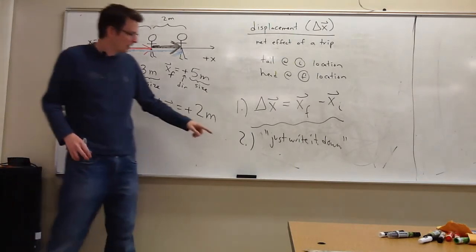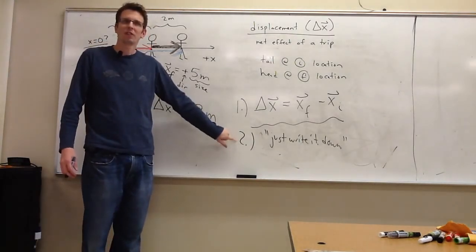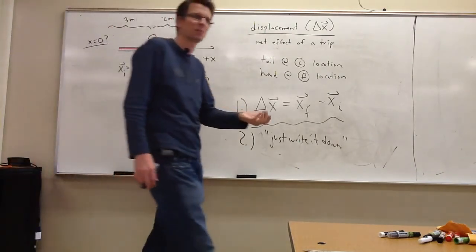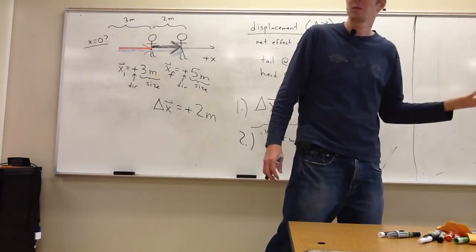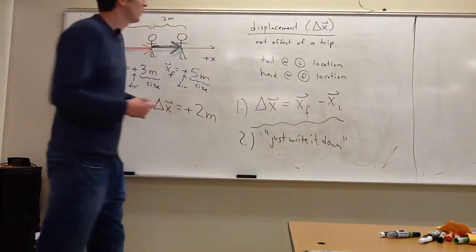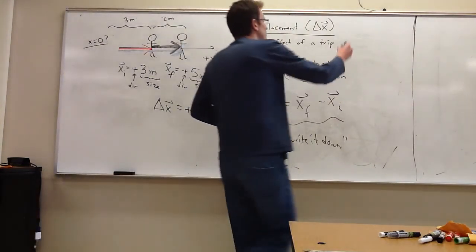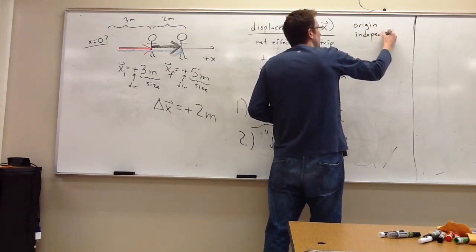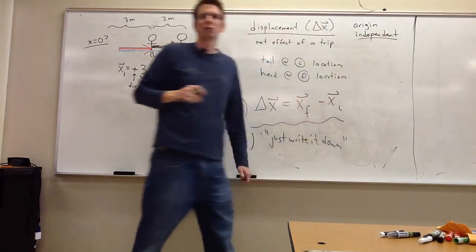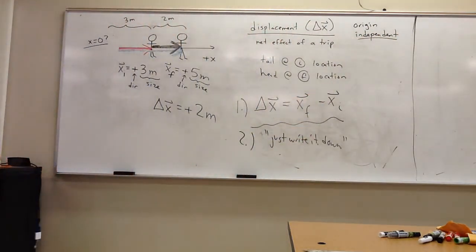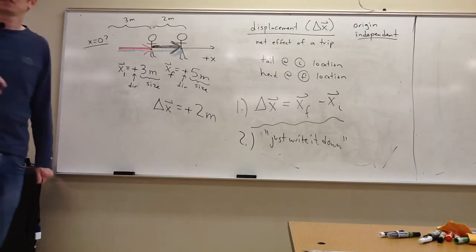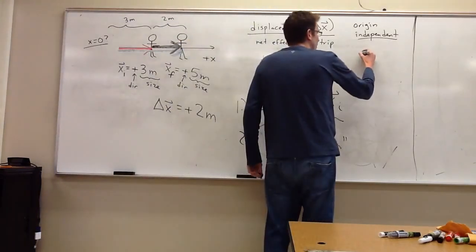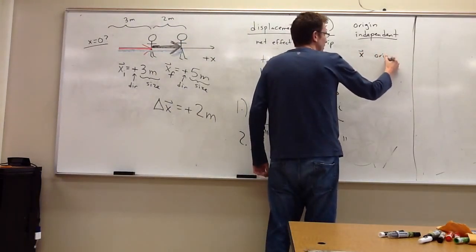So as much as this seems silly, we will oftentimes just do that. We won't bother to set an origin. We'll just write down the displacement. If you end up 2 meters to the right of where you started, displacement's plus 2 meters. That brings up an important difference: displacement is what we call origin independent. You do not need to know where x equals 0 is in order to have the displacement be defined. All you need to know is what's the positive direction and how far in that direction you went. Of course, that is in contrast to the position, which is origin dependent.